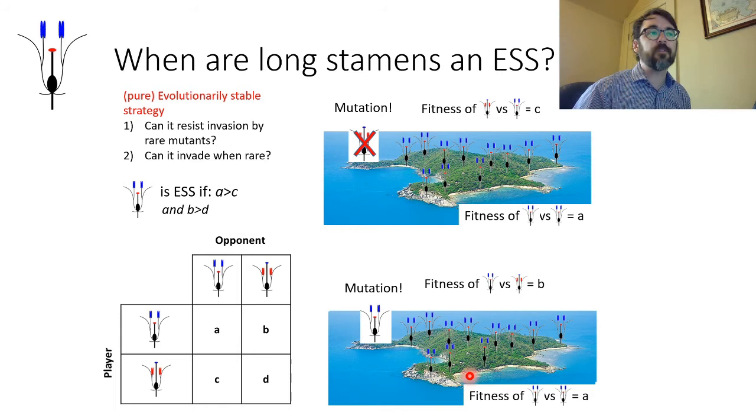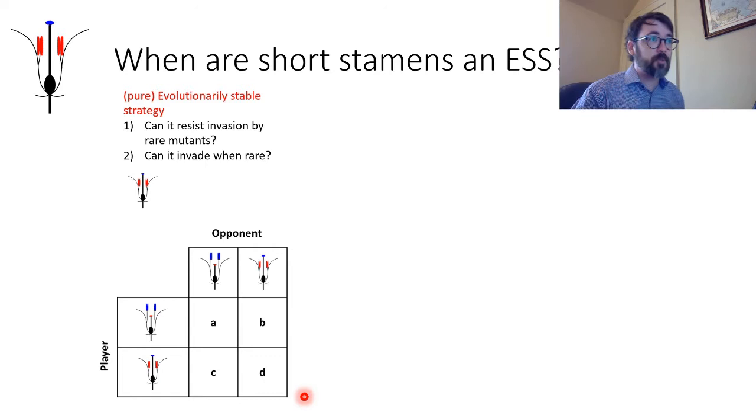And so if you've written the matrix game the way I write them, with the player on this side, then basically if the top row numbers are greater than the bottom row numbers, that's when you're going to get this strategy. We could ask the reverse question, right? So remember, the other option is that the short stamens are an ESS. And it just works exactly the same way.